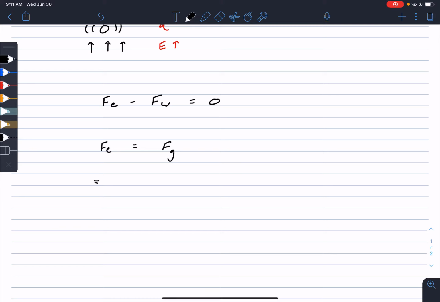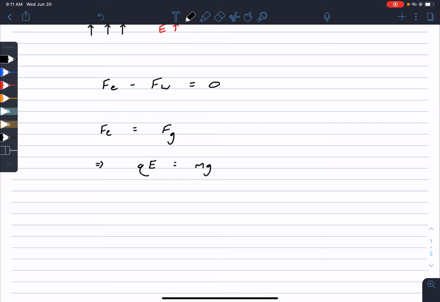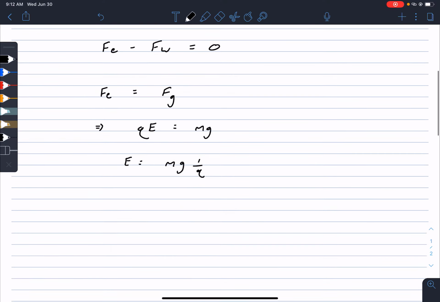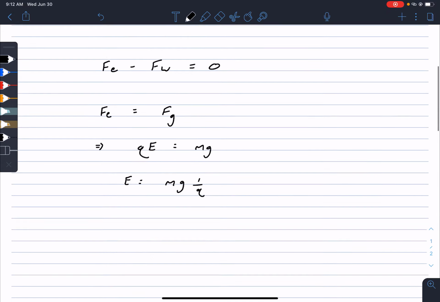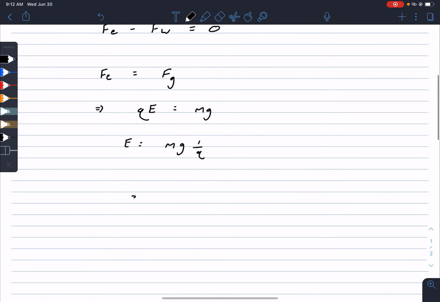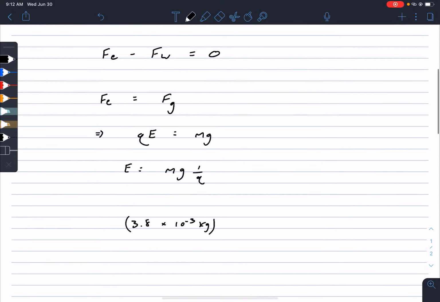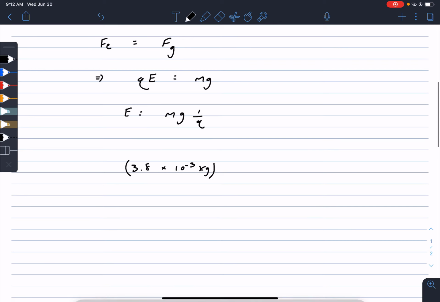And now, since we're talking about an interaction of a charge with an electric field, the force is just Q times E. That's equal to mg. So E is going to be equal to mg over Q. And we just plug all that in. We plug in our mass, 3.8 grams, 3.8 times 10 to the negative 3 kilograms. Got to be careful of your powers of 10 and your units. Times 9.8 meters per second squared.